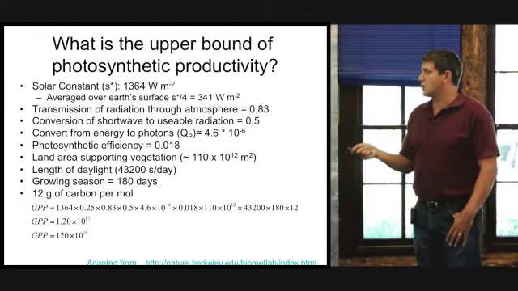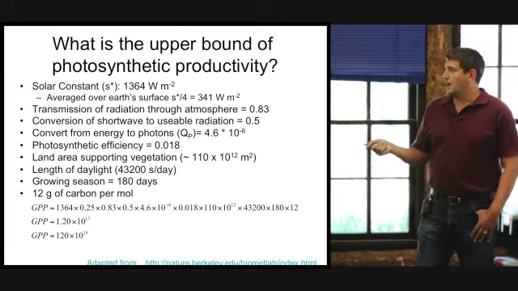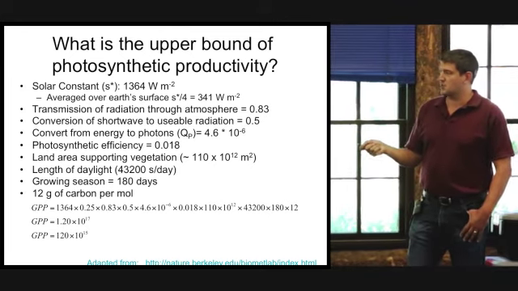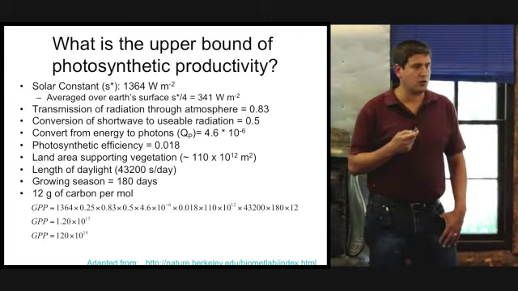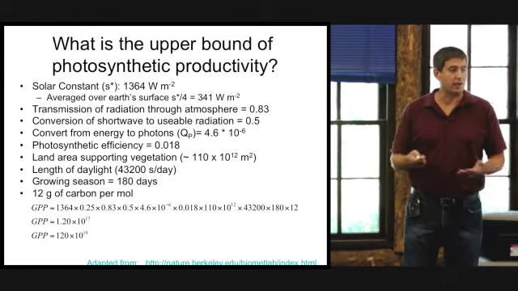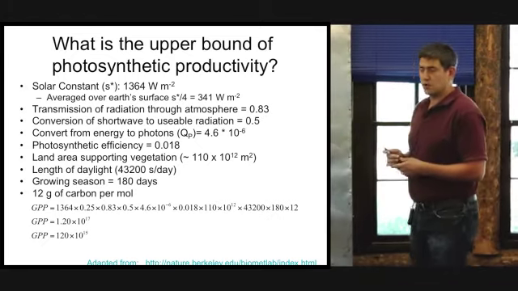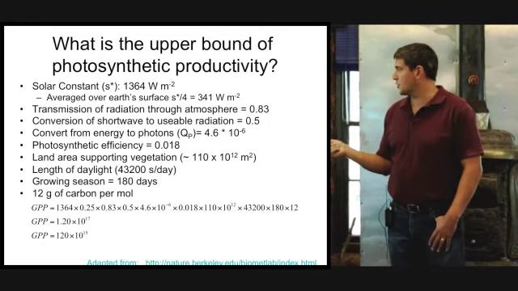And then you have to convert the energy from watts per square meter to photons, and this is just a conversion factor. And photosynthetic efficiency is a little less than 2%. So on a terrestrial ecosystem, at best, we could get up to 4% efficiency. But the reality is most natural ecosystems see significantly less than that. So we're assuming it's about 1.8% efficient.